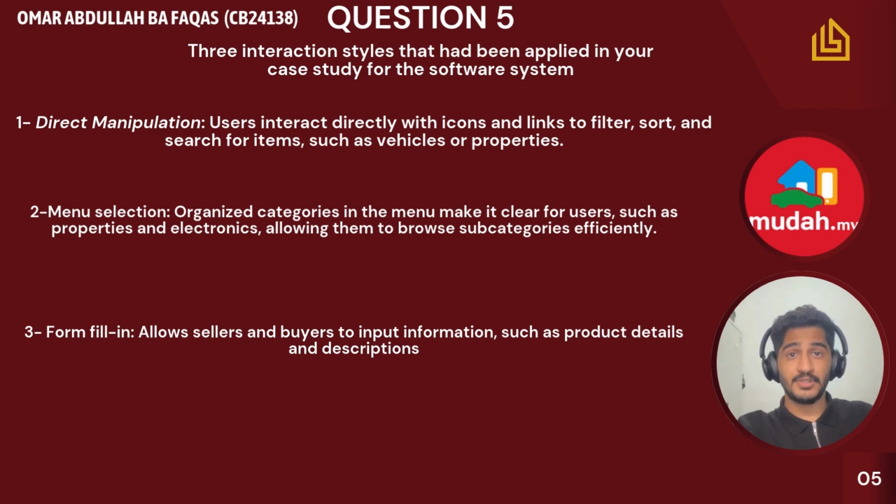The second one, menu selection. Modern systems provide a menu selection interface that shows organized categories such as property, electronics, jobs, and services.